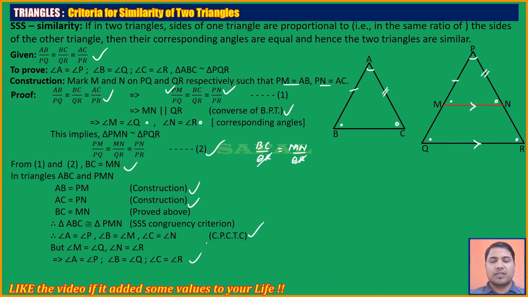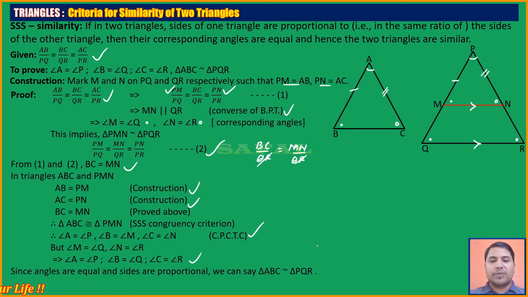R. So using the condition that sides are proportional, now I have proved that the three angles are equal. Angle A equals angle P, angle B equals angle Q, and angle C equals angle R. So since sides are proportional and angles are equal, the two triangles must be what? Similar. So this is the second similarity criterion for similarity of two triangles.